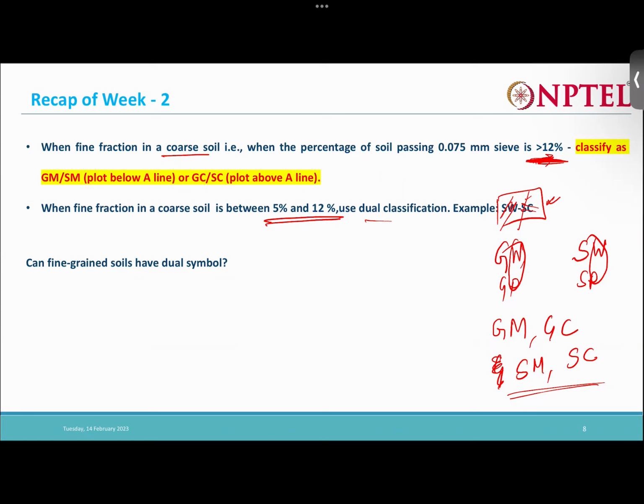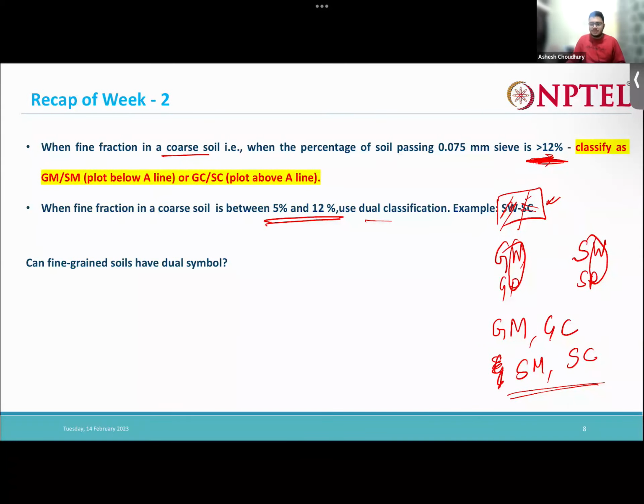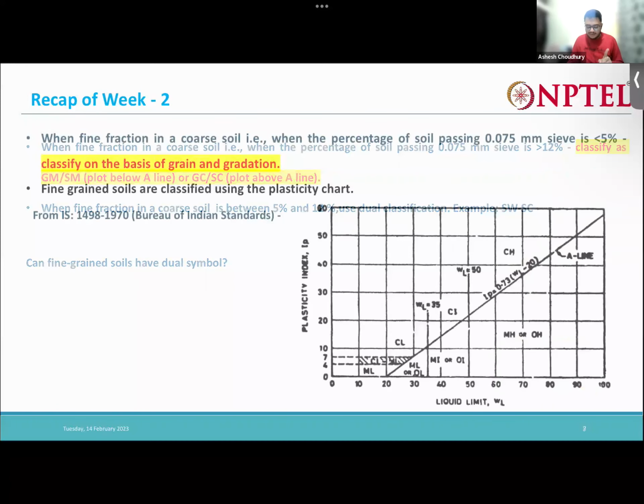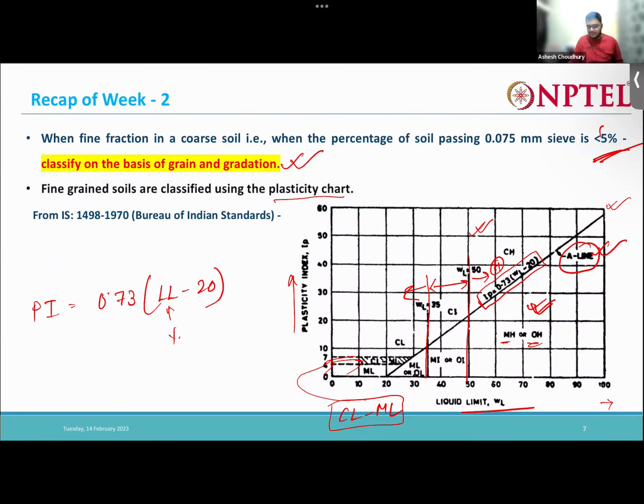If it's close to a line, yes, and between 35 and 50. 35 and 50. Okay. So actually, you're partially correct. One more thing we already studied in the previous slide: if our soil is in between the hashed portion, we are using dual classification for our fine grained soil. It is CL-ML.